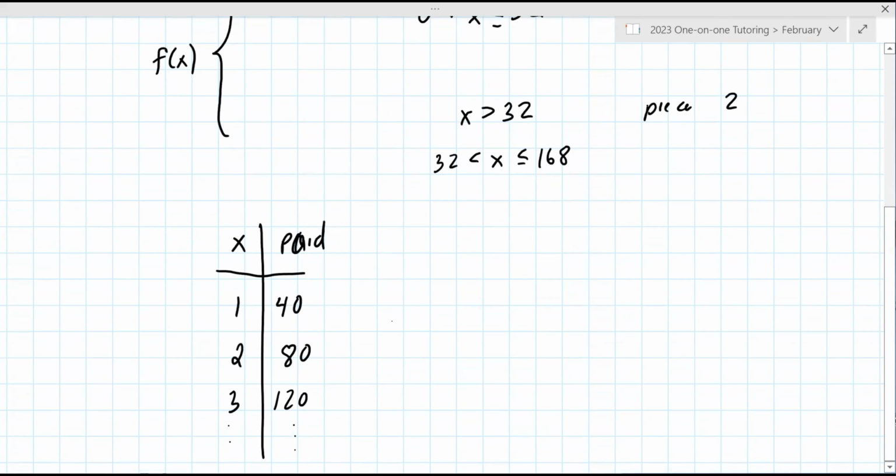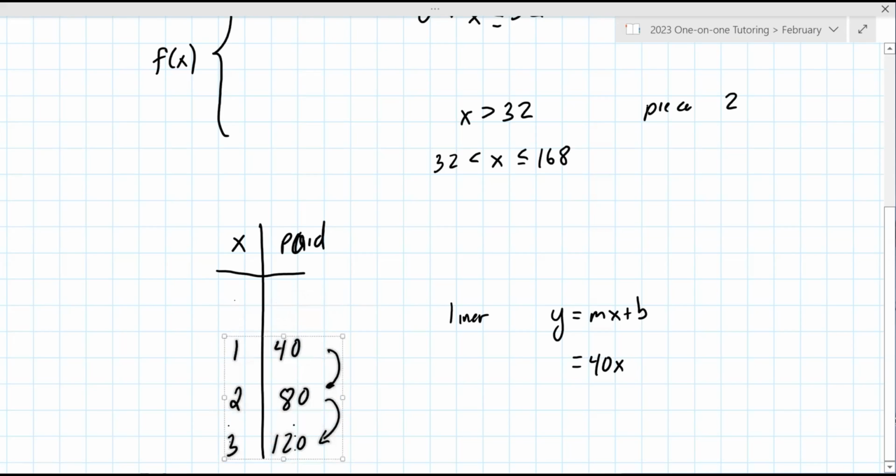So we have to turn this into some sort of a function. It's linear, so we can think of it as y equals mx plus b. What does it go up by each time? 40. And that's the slope. How much does he get paid if he works 0 hours? 0. Yeah.